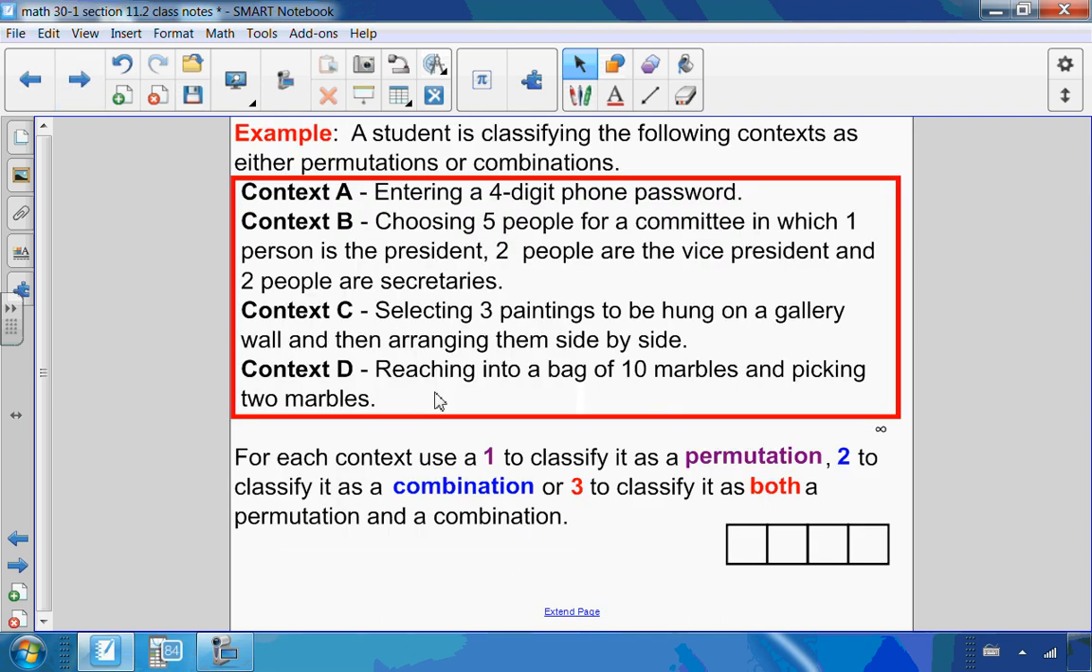So I want to do a question here where we're going to look at just classifying something as either a permutation or a combination. For every single one, I want us to ask the question, is order important? If the answer is yes, it's a permutation. If the answer is no, it's a combination.